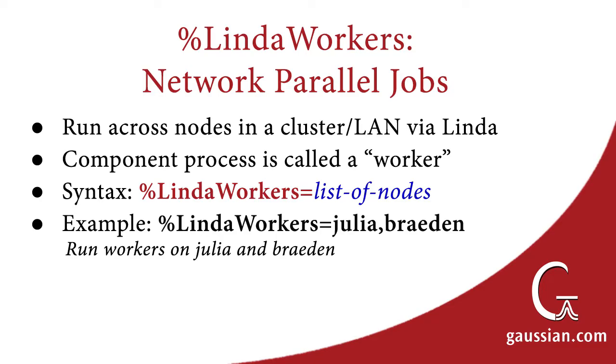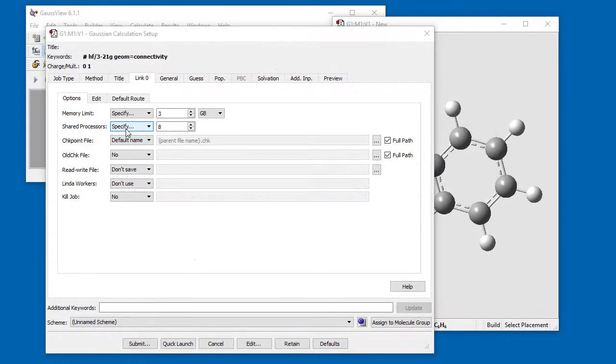It takes a list of node names on which to run workers. The example specifies a list containing 2 nodes. The GaussView Link0 panel's Linda workers field can also be used to specify this directive. Here, we specify that the calculation will run on 3 nodes: Julia, Michaela, and Grace.